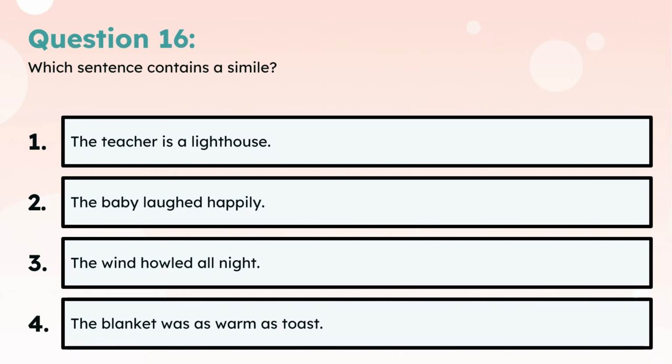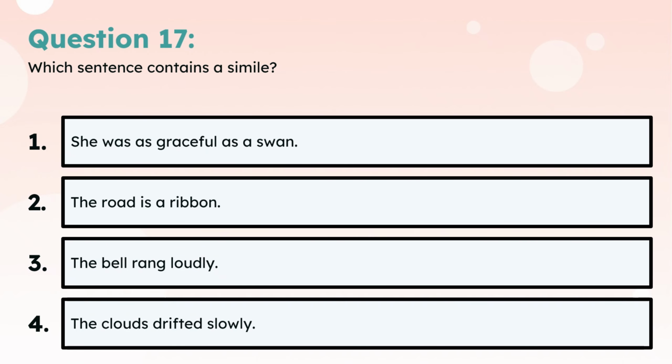Question 16. The correct option is sentence 4. The blanket was as warm as toast. Question 17. The correct option is sentence 1. She was as graceful as a swan.